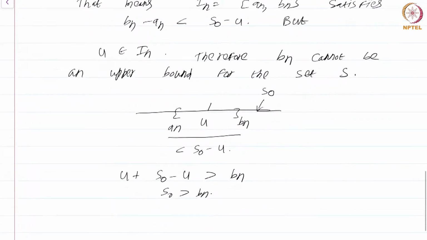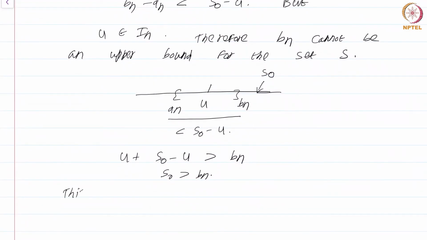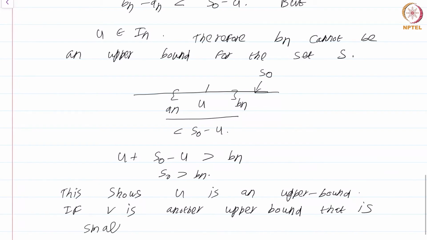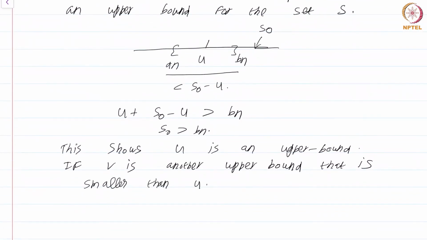Okay, so this shows u is an upper bound. What remains to be shown is that it is the least upper bound. So if v is another upper bound that is smaller than u, then we apply the same trick in a different manner.